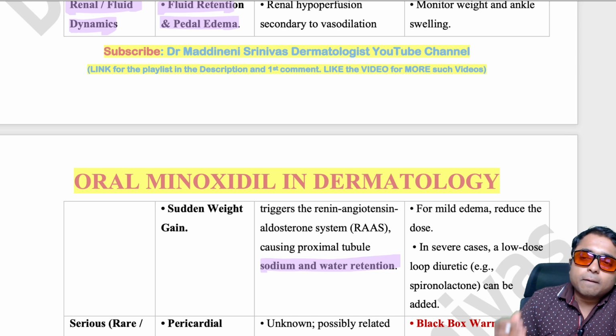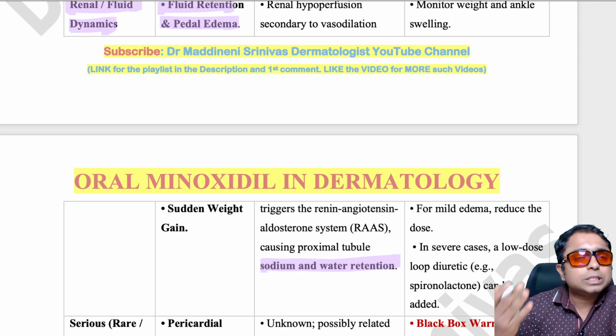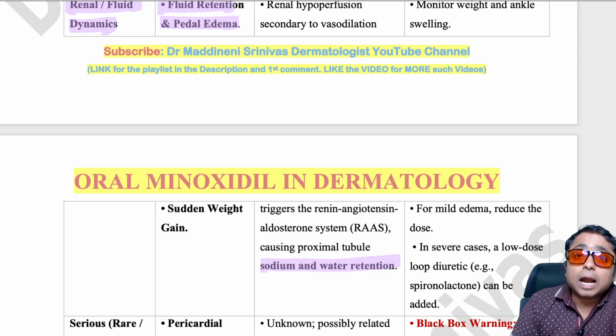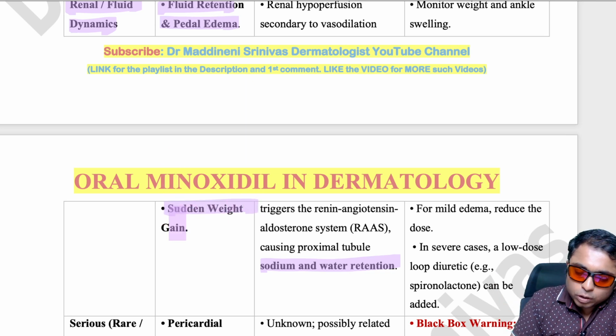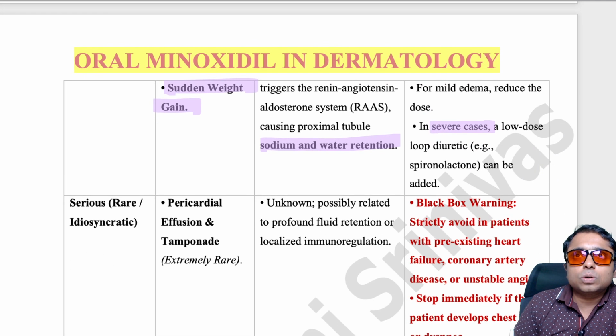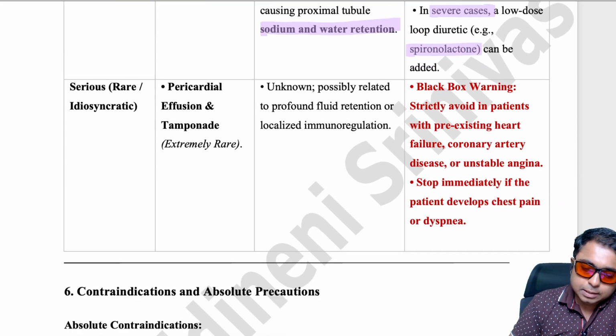So when we are initiating the treatment with minoxidil, as a baseline we have to check the heart rate, blood pressure, and also weight should be monitored and jotted down, because there could also be sudden weight gain. And if it is a severe case, then the low dose loop diuretic spironolactone can be added in such cases.